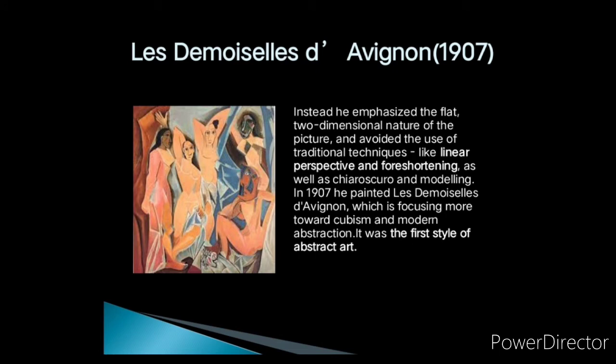Instead, he emphasized the flat, two-dimensional nature of the picture and avoided the use of traditional techniques like linear perspective and foreshortening, as well as chiaroscuro and modeling. In 1907, he painted Les Demoiselles d'Avignon, which is focusing more toward Cubism and modern abstraction. It was the first style of abstract art.